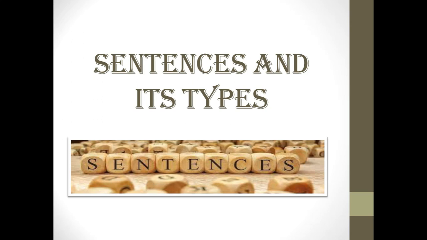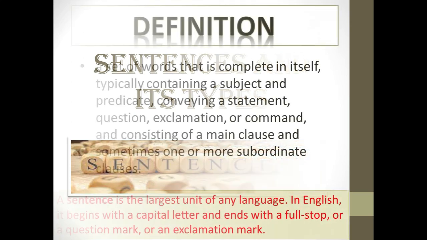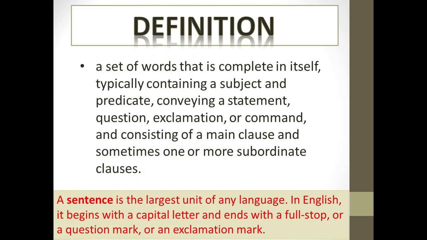Let's see, all of you know what a sentence is, but we are going to look deeper into it. Let's come up with a definition of a sentence. A sentence is a set of words that is complete in itself, typically containing a subject and predicate. It is a combination of words and it gives you complete meaning. A set of words that is complete in itself means that it gives you full information. It's not incomplete. Then it typically contains a subject and predicate.